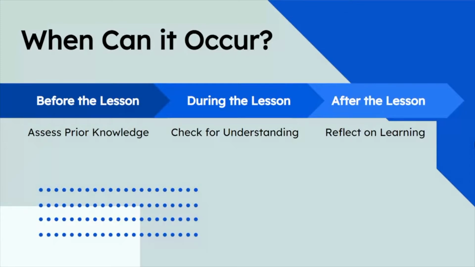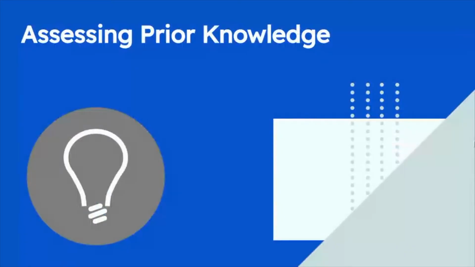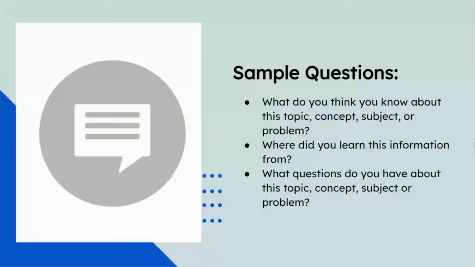It can also occur after the lesson to reflect on learning. We also assess after the lesson to give students the opportunity to reflect on their learning, deepen their understanding, and to provide time to ask questions that they still might have. Let's take a deeper look at the first one, assessing prior knowledge. Here are some sample questions you can ask students to assess their prior knowledge. Think about questions like, what do you think you know about this topic, concept, subject, or problem? Where did you learn this information from? Or even maybe, what questions do you have about this topic, concept, subject, or problem?